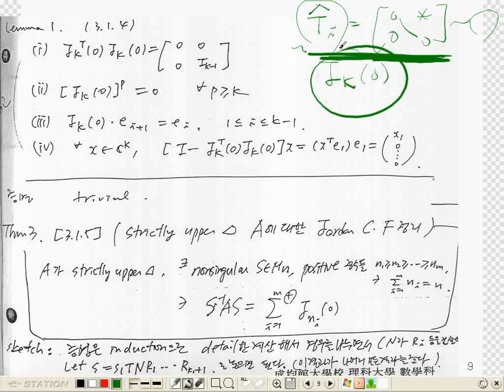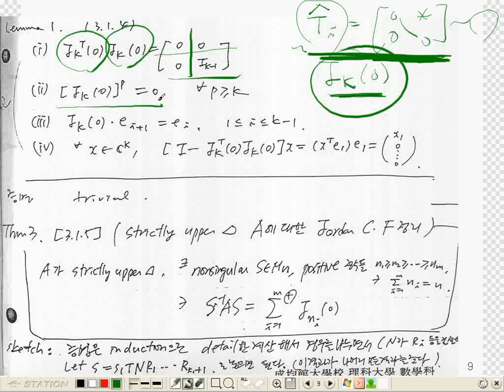Okay, this is the first property. This is the Jordan block whose main diagonal entries are all 0. If we multiply the transpose of that block on the left, then we have this matrix. You can easily check it. Second, the p-th power of this Jordan block will be 0 for all p greater than or equal to k. You saw it before.